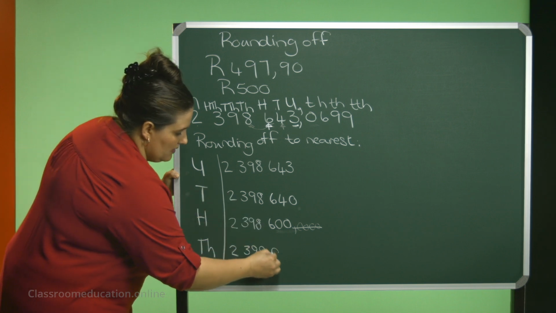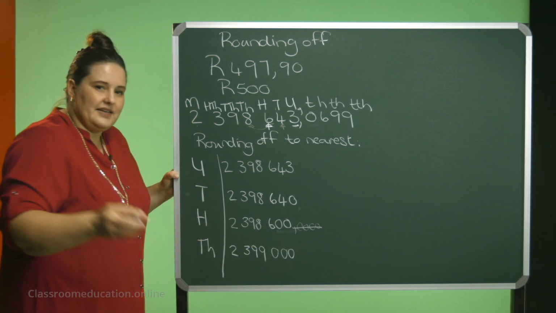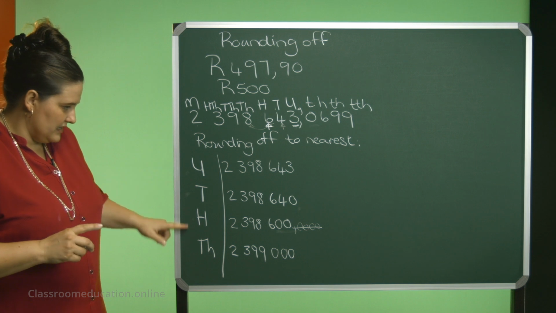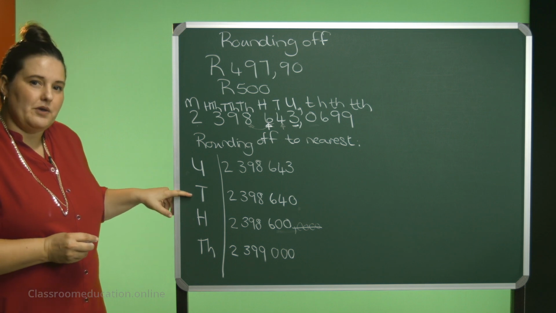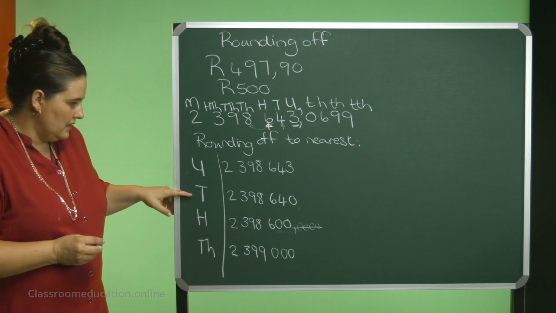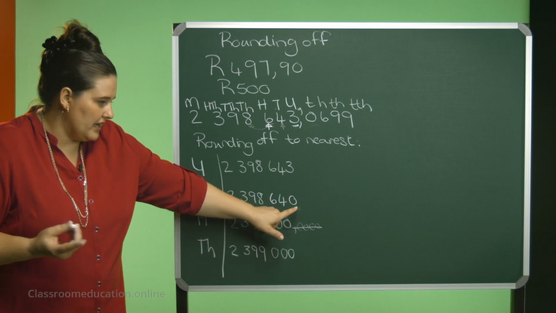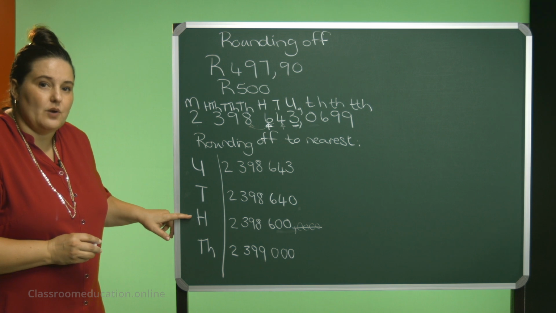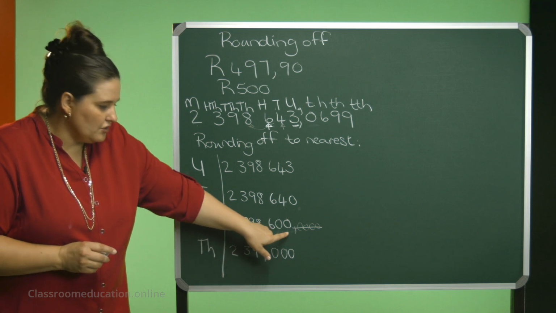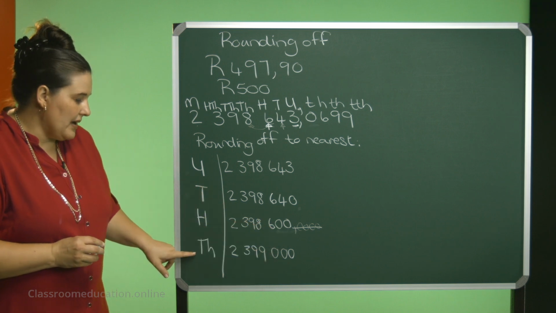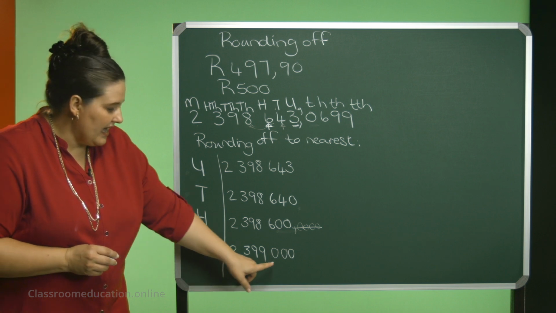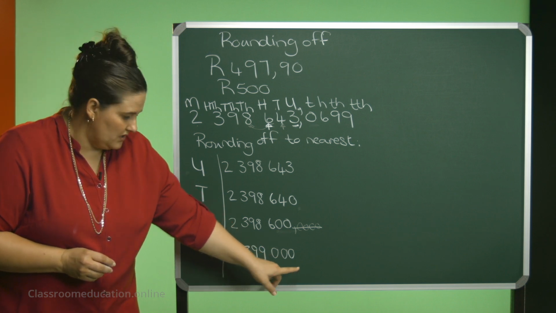2,399,000. And now zeros. And can I just tell you, have a look at this now. Can you see that when we rounded it off to tens, I have a 0 after my 10, or I have 1 0. When we had to round it off to hundreds, I had the 2 zeros there. When I round it off to thousands, I have the 3 zeros, at least the 3 zeros.